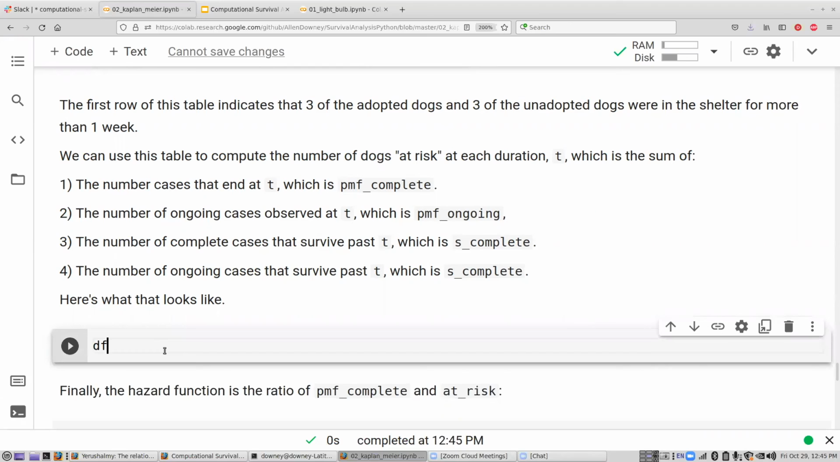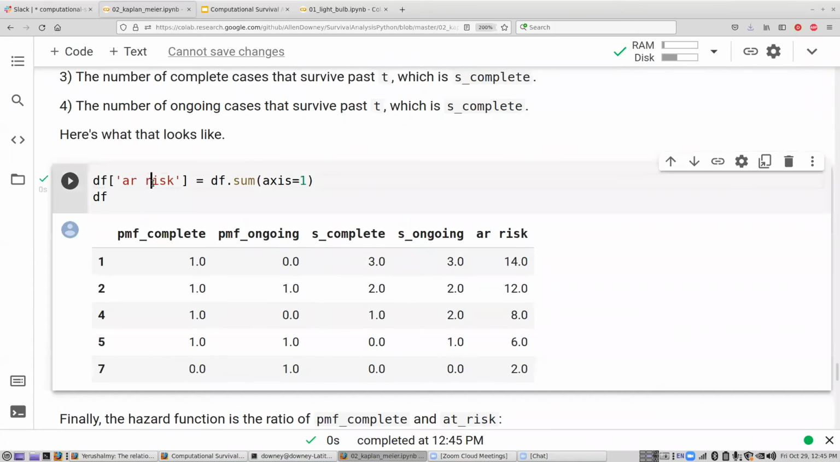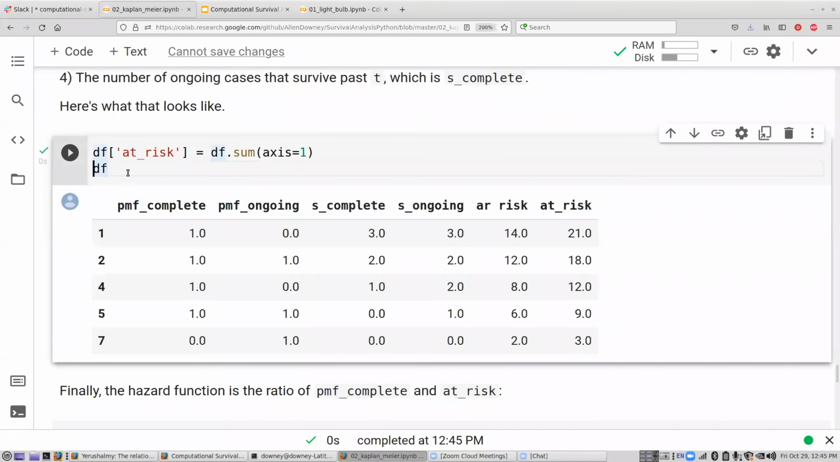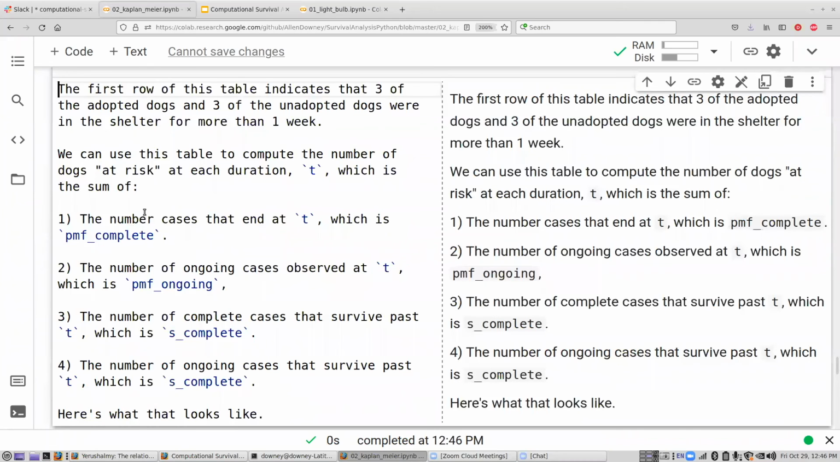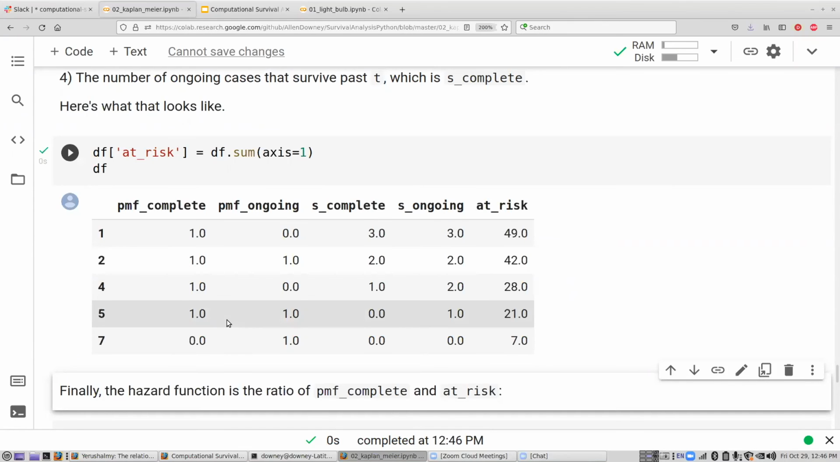And so I can add that df bracket at risk is df.sum. And I'm going to sum along the horizontal axis, which is axis 1. And, oh rats, I spelled it wrong. I'm going to leave it spelled wrong rather than add 2 columns, but you should spell it right. Nah, I'm going to fix it. Hang on. At risk. Okay, and now I'm going to delete df bracket r. Let's see if I've got it fixed. There we go. All right.